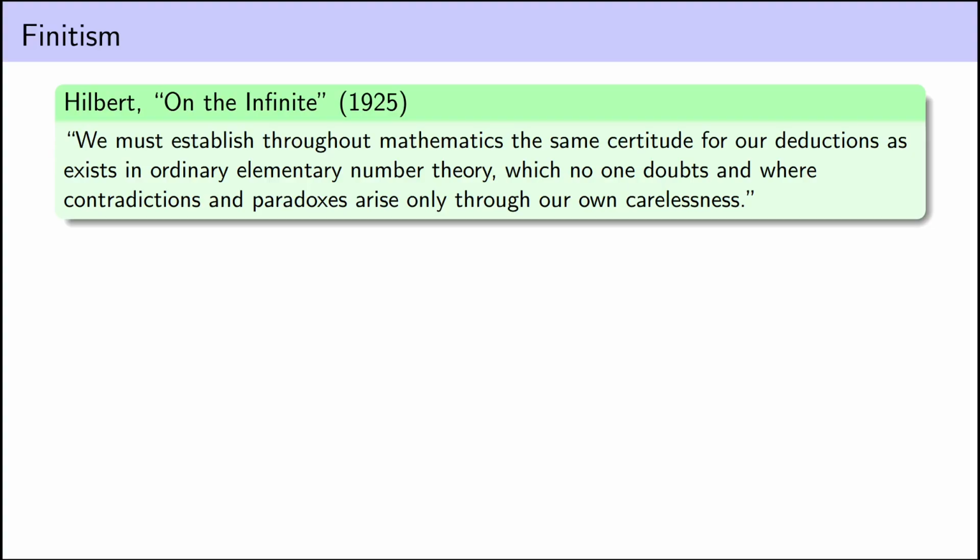As Hilbert says, we must establish throughout mathematics the same certitude for our deductions as exists in ordinary elementary number theory, which no one doubts and where contradictions and paradoxes arise only through our own carelessness. But what would that proof of consistency look like? It couldn't use any suspect proof techniques of its own if we wanted to be sure of the results. Would we be happy with a proof in words, like the natural language sort of arguments that we're used to making in mathematics? Or would this proof of consistency itself have to take place in some formal system?